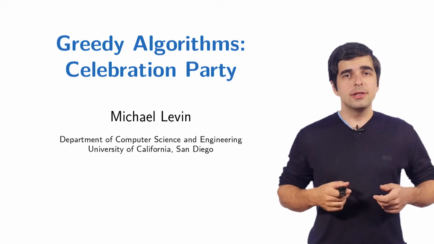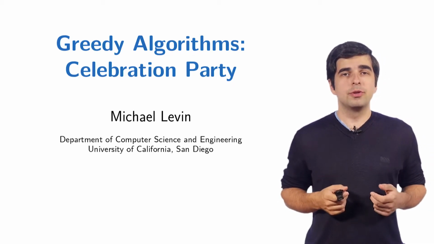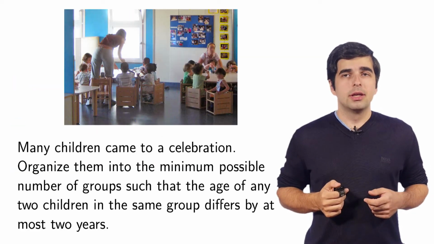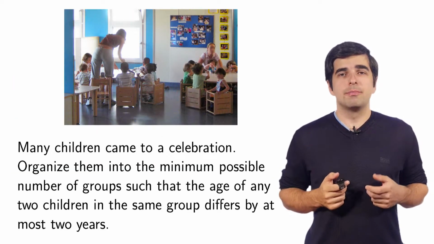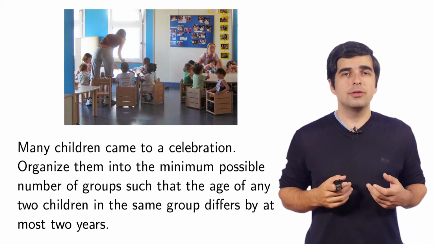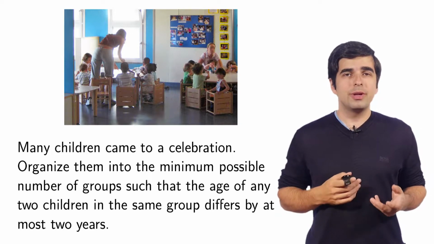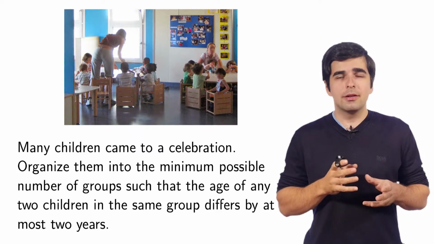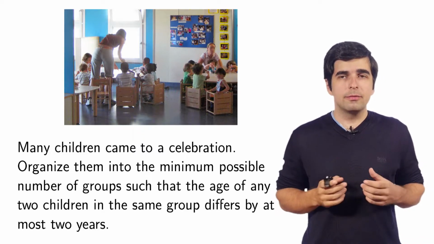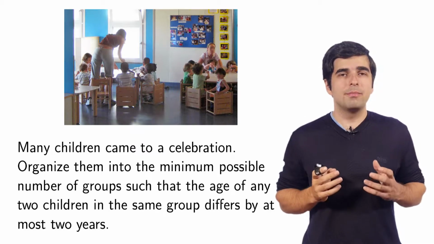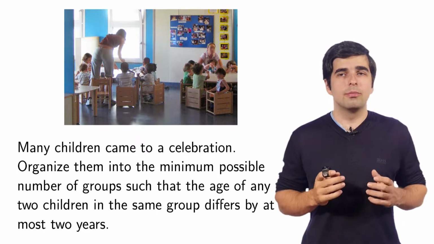Hi! In this lecture we're going to solve another problem using greedy algorithms, a celebration party problem. So imagine the following situation. Many children came to a celebration party and you need to organize them into groups, but you want them to play nicely with each other, so you want the groups to be pretty homogeneous, and for that you wish that any two children in the same group should differ by at most 2 years of age, not more.